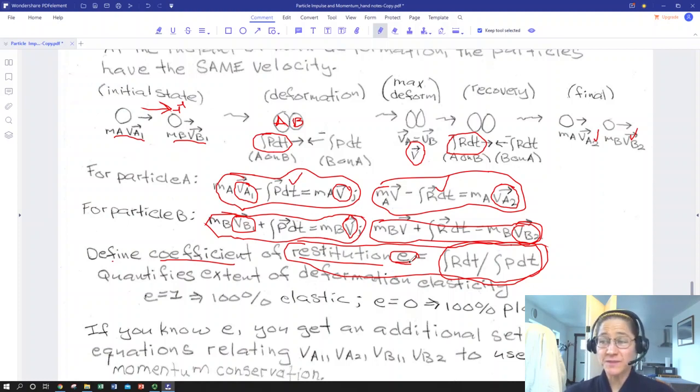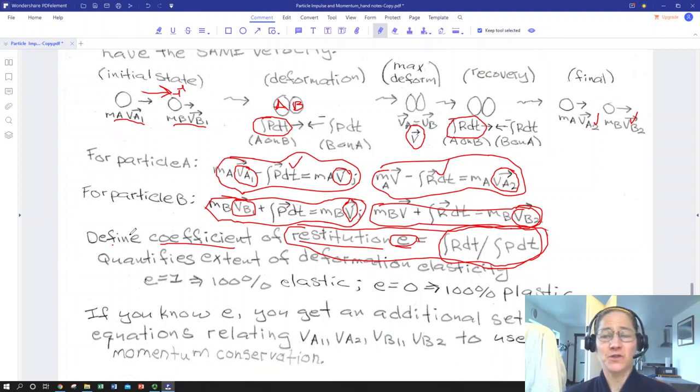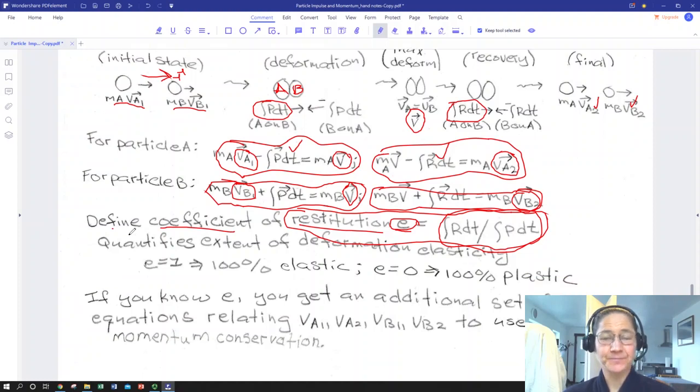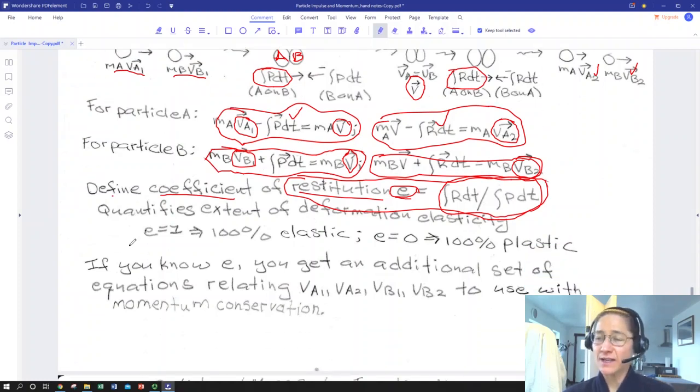This presumes we're not losing any mass. That is kind of an unwritten rule that MA going into the impact is equal to MA coming out of it, and likewise for B. So far we haven't considered any mass loss as a result of interparticle interaction or force impulse. So I do not have an example for that. I've just laid out the general properties.